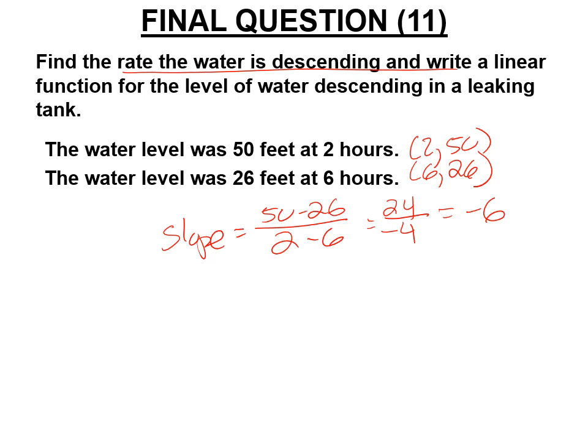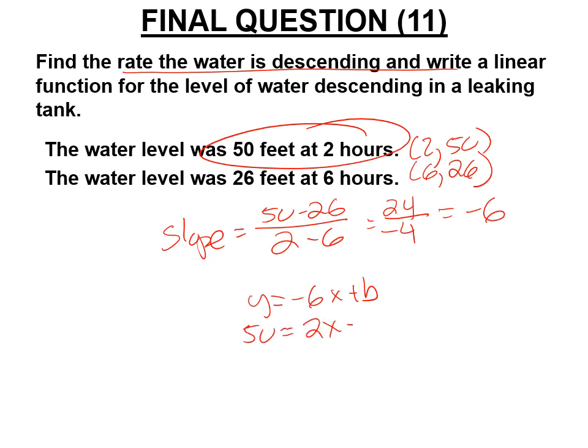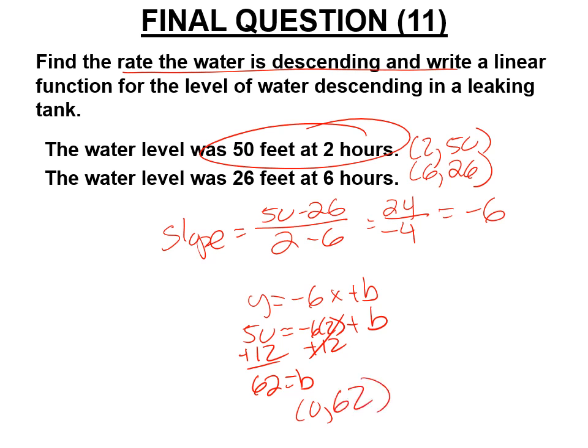Okay? And so then we don't have a y-intercept here, so we're going to do y equals negative 6x plus b. And I'll do this one. 50 equals 2x plus b. Oh my goodness, I just messed that up. Negative 6 times 2 plus b. That's negative 12, so I'm adding 12 to both sides. 62 equals b. So the water at time 0 was at 62 feet.